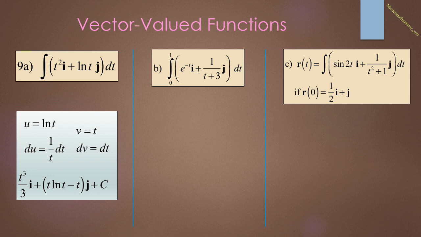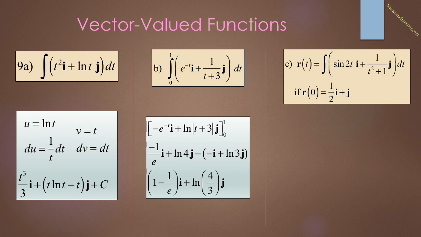Realize that in reality, c is a constant vector. It is really c1 i plus c2 j. It is understood when we use vector-valued functions that when we write c, we are talking about a constant vector.